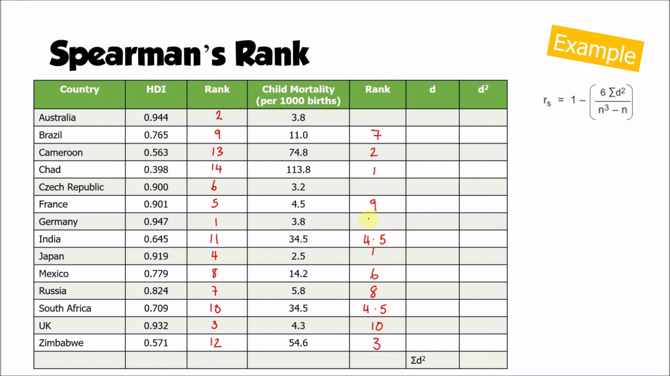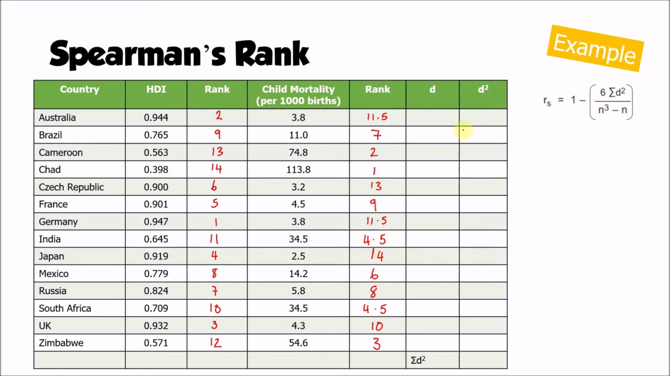Then we get to the situation where Australia and Germany have the same child mortality rates. So again, we need to think about which ranks are available to us. The next ranks we would use are 11 and 12, so both of these will get a rank of 11.5. Our next highest will get a rank of 13, which is going to be the Czech Republic. And then finally, our highest rank, Japan, gets a rank of 14.